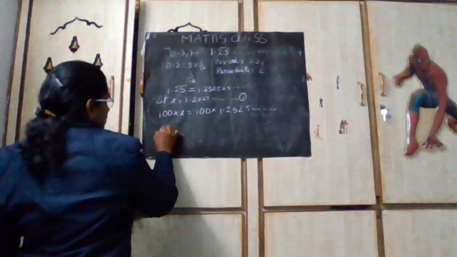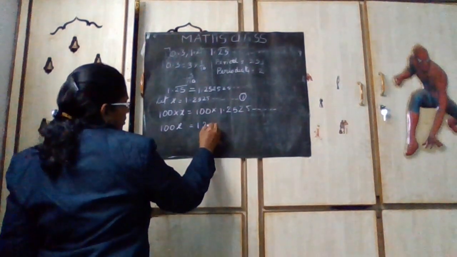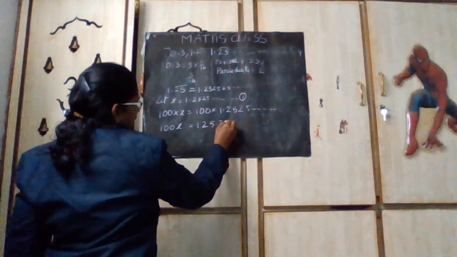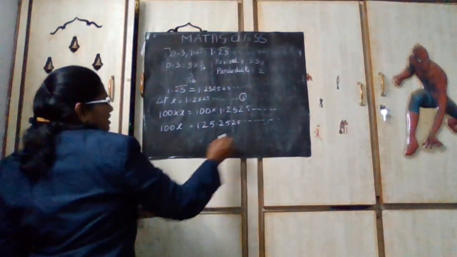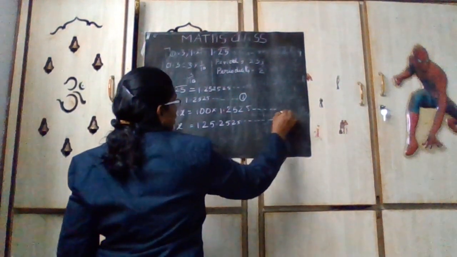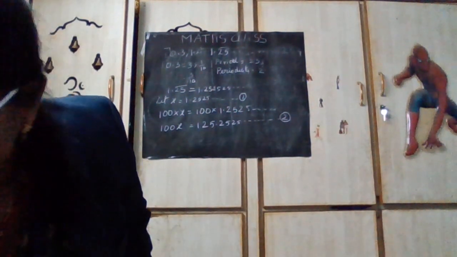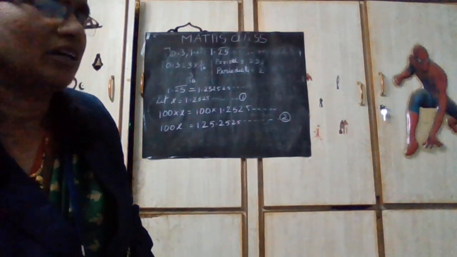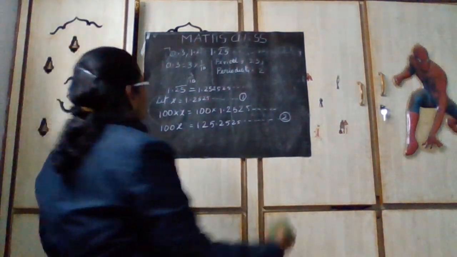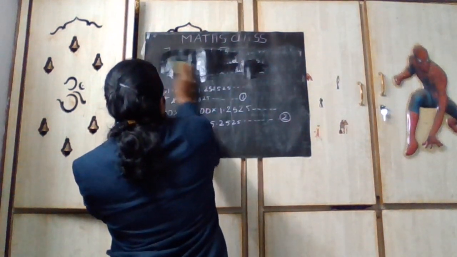So 100x is equal to what? How many decimal places? 125.25 and so on. So this is equation 2. Now we have to solve these two. Which one is the bigger one, 100x or x? 100x is larger than x. Did you understand what is period and periodicity?